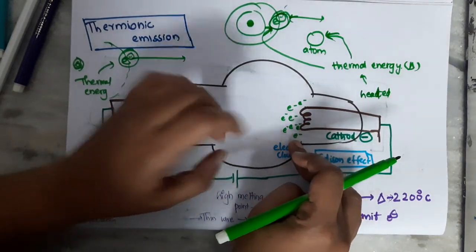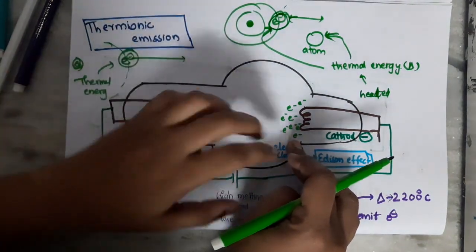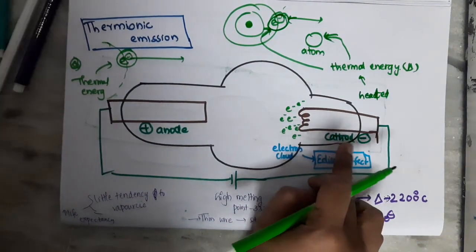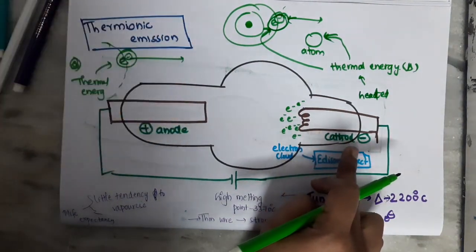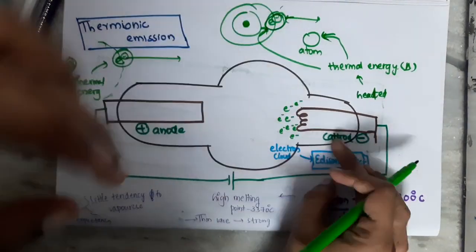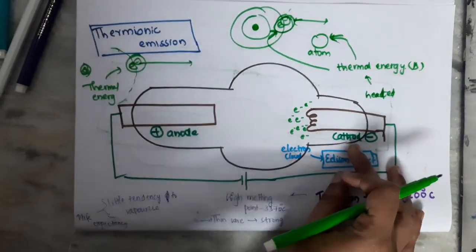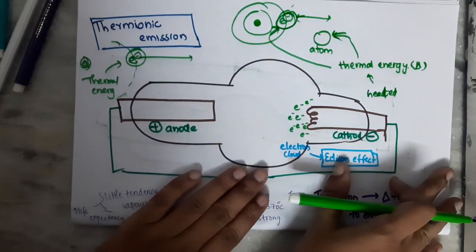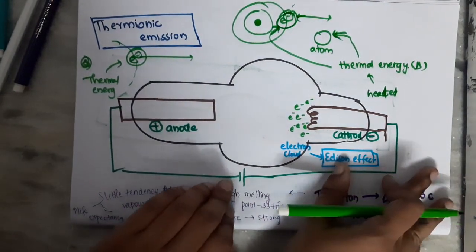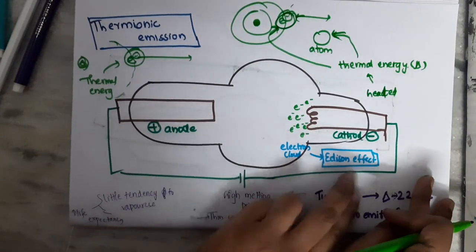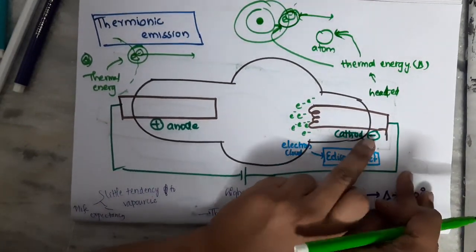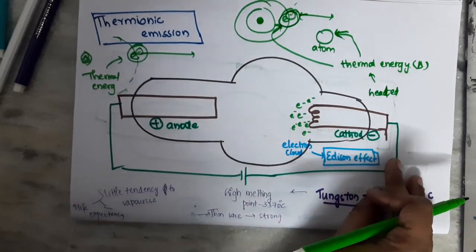Now, what are these electrons? These are negatively charged electrons, right? And the cathode, what is its charge? It is also negatively charged. So think, the X-ray tube is switched off. Now the X-ray tube is switched on. Once it is switched on, the current will flow through the connecting wire and then to the cathode. Now the cathode gets heated.